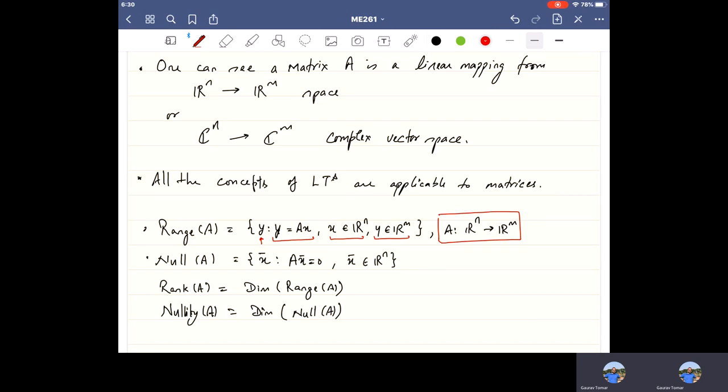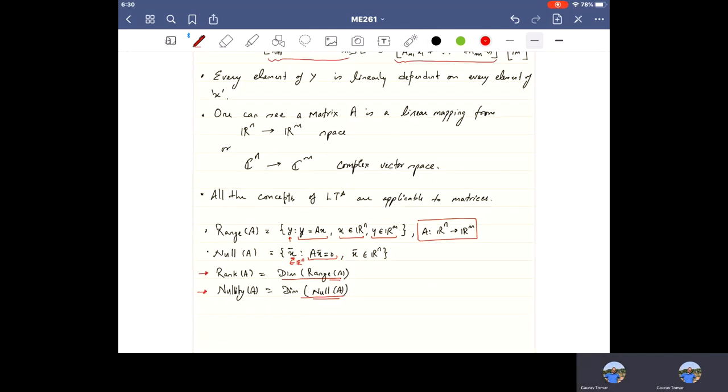Null space is a collection of all the vectors X belonging to Rn such that Ax is 0. The rank of the matrix A can be defined as the dimension of the range of A, and nullity of the matrix A can be defined as the dimension of the kernel of A or null space of A.